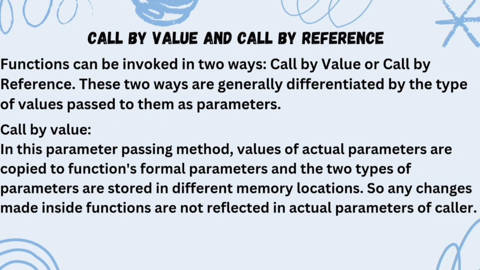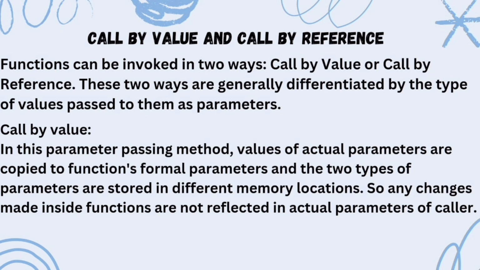Functions can be invoked in two ways, that is call by value or call by reference. These two ways are generally differentiated by the type of values passed to them as parameters. So call by value is the parameter passing method where the values of the actual parameters are copied to the function's formal parameters, and the two types of parameters are stored in different memory locations. So any changes made inside functions are not reflected in the actual parameters.